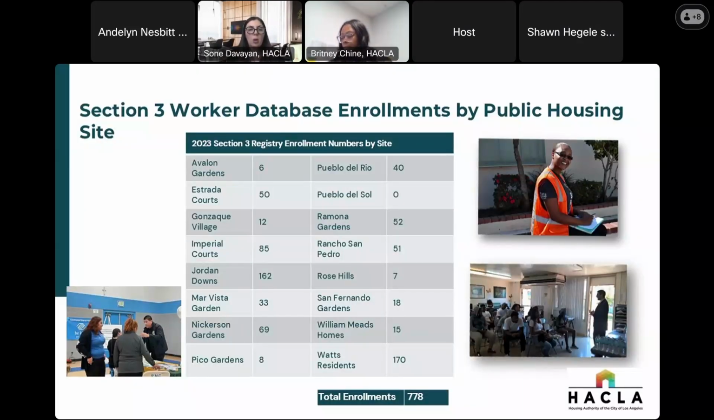Some of these housing units, like Jordan Downs in the first column, show 162 enrollments because it's one of the larger public housing sites. Avalon Gardens or Rose Hills are some of our smaller housing units, hence the numbers are low. Regardless, we go to these public housing sites on a regular basis and let them know about our programs, our trainings, and our employment opportunities, and enroll them and try to find employment or other services for them.